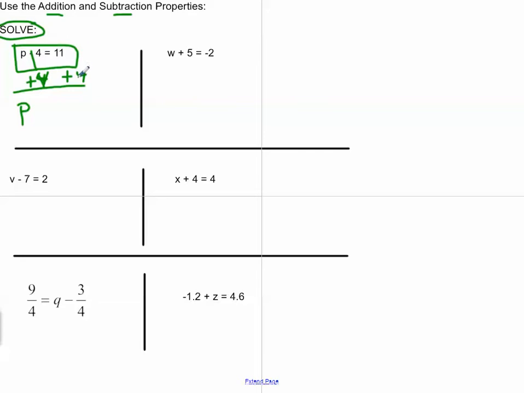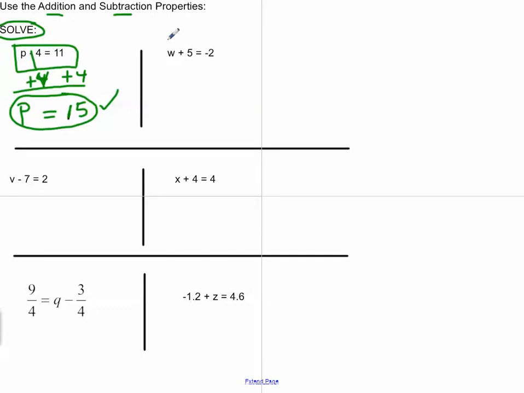So 11 plus 4 on this side becomes 15, and we put the equal sign between them. So p is equal to 15, and there's our solution. P is equal to 15. If we double check our work, we put 15 back into the equation. 15 minus 4 does equal 11, and we've double checked our work.